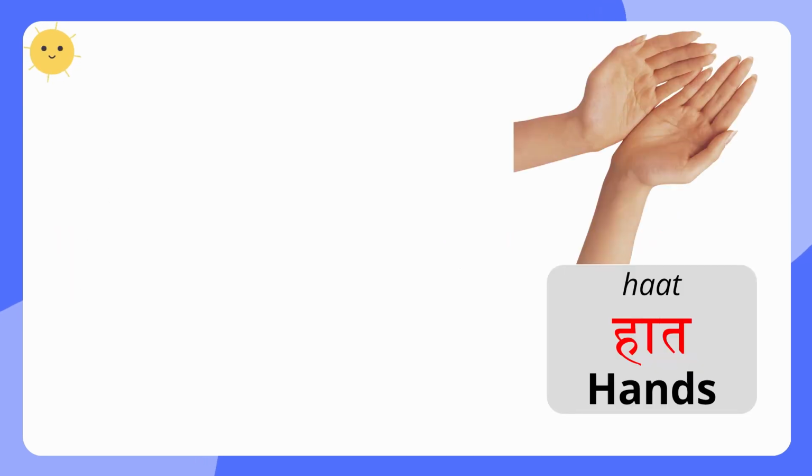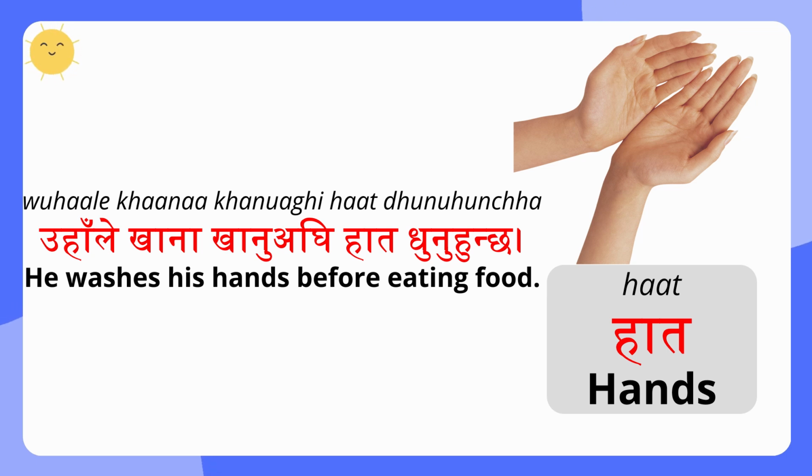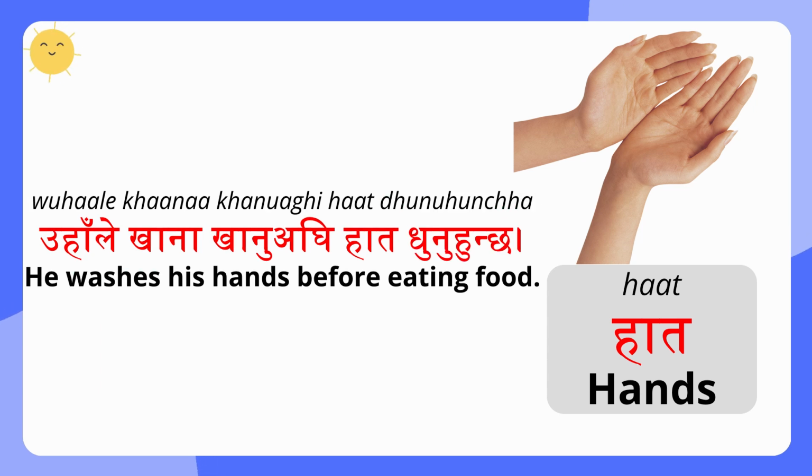Next, hands. Hands means हात. उहाँले खाना खानु अघि हात धुनुहुन्छ. Here, उहाँ means he. खाना means food. खानु अघि means before eating. And हात means hand. धुनुहुन्छ means wash. So he washes his hand before eating food.